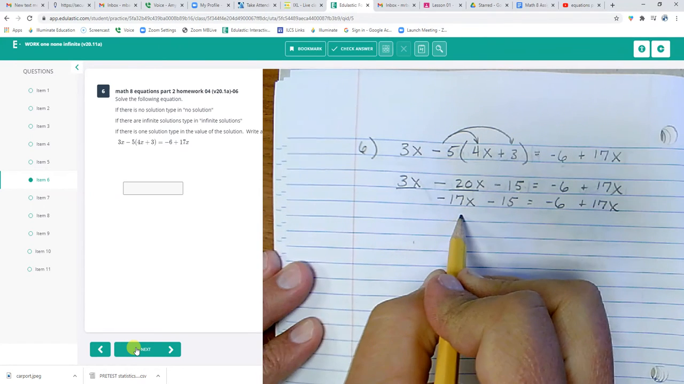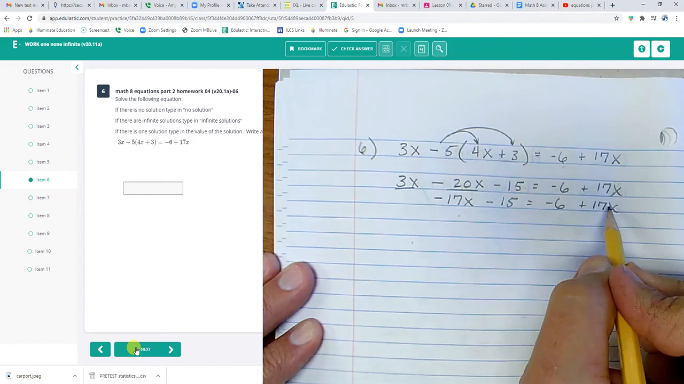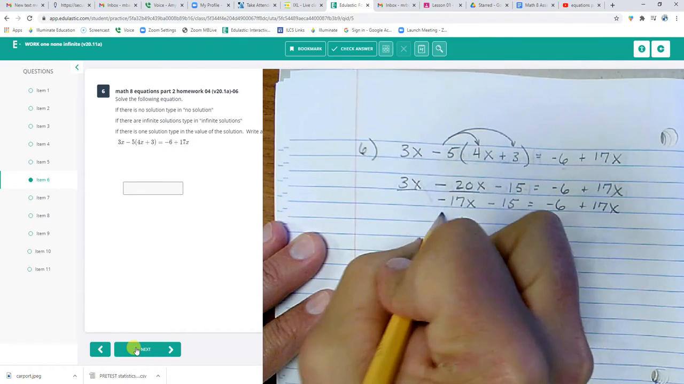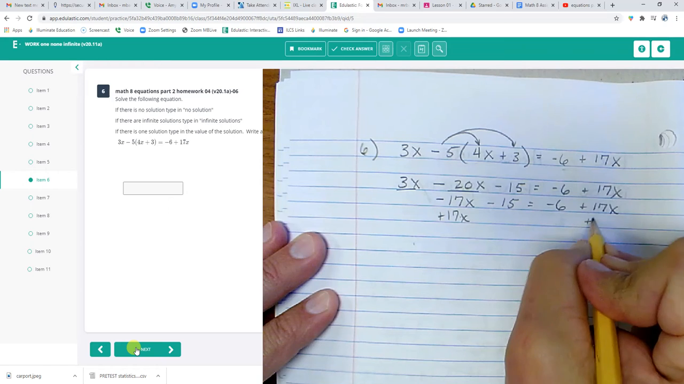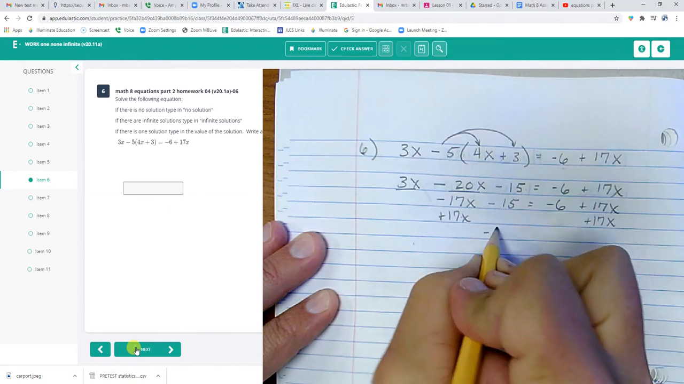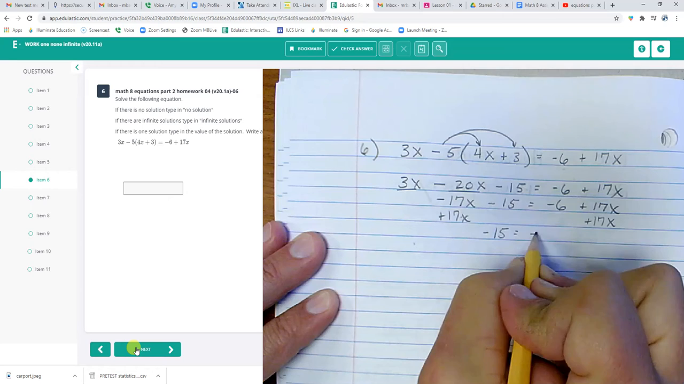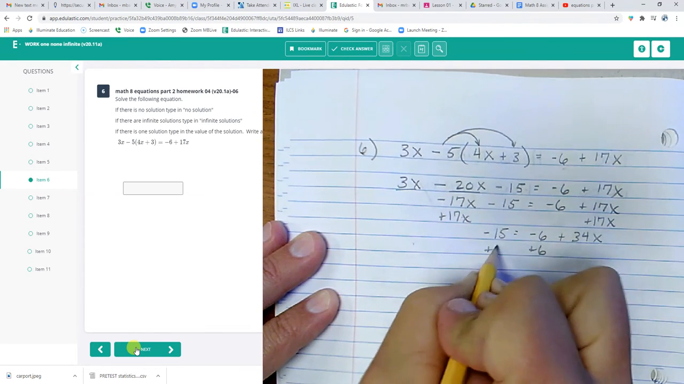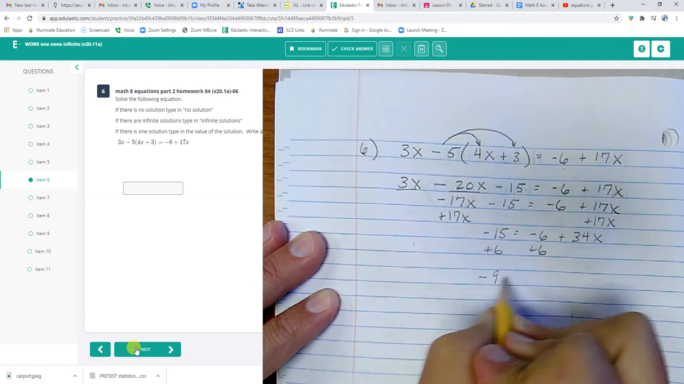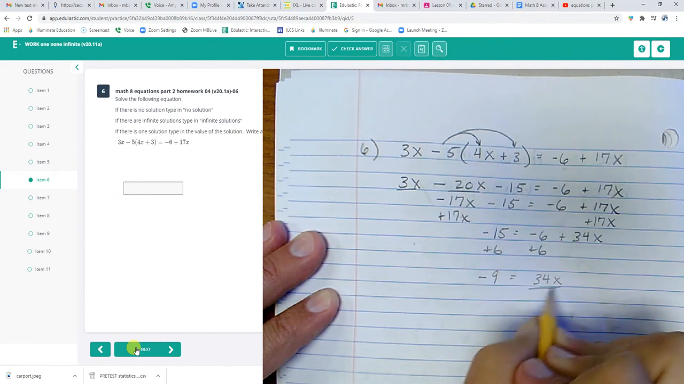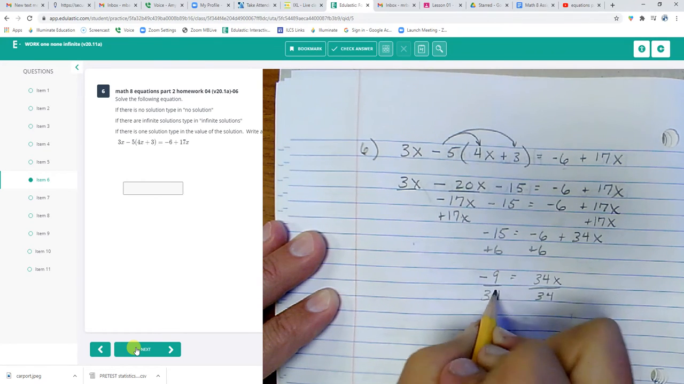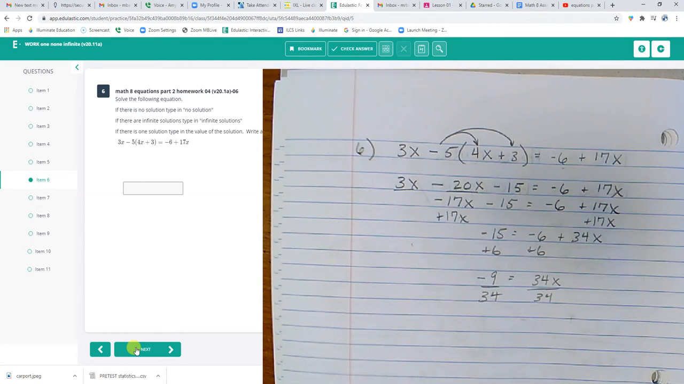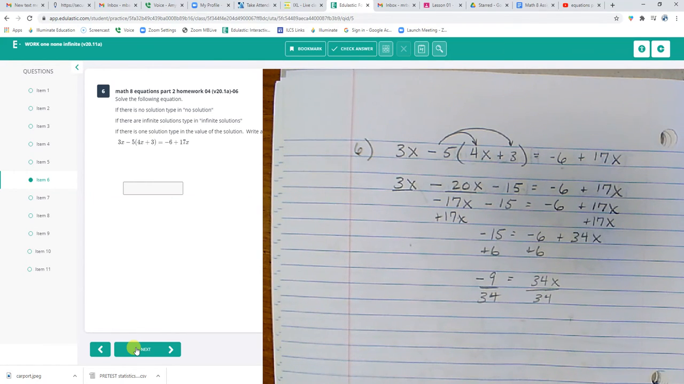Okay, negative 17x, positive 17x, they do not cancel. So I'm going to add 17x to both sides. Gives me negative 15 equals negative 6 plus 34x. Adding 6 to both sides. Negative 9 equals 34x, divided by 34. So it's going to be negative 9 divided by 34, which is 0.26, which rounds to negative 0.3.